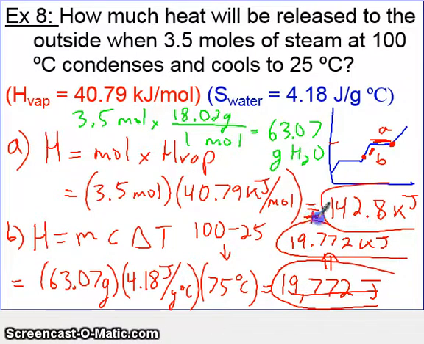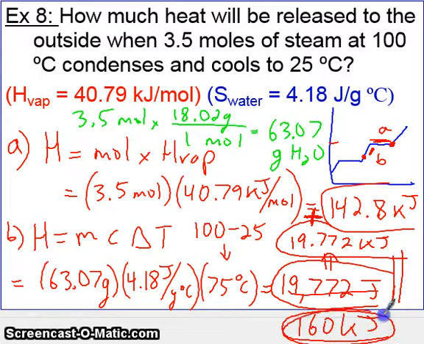Go ahead and add them up. And the total number, you can do this in calculator if you like, should be 162. Now we have two significant figures, so 160 kilojoules. Now this is quite a bit of heat. Kilojoules is a lot of heat. So it will release 160 kilojoules of heat as you condense that water.